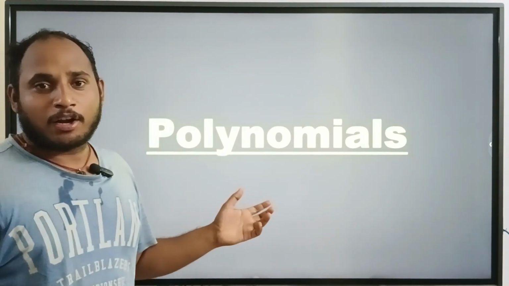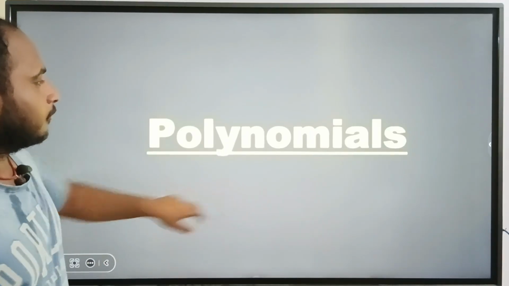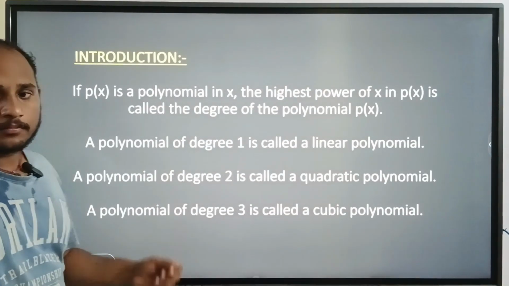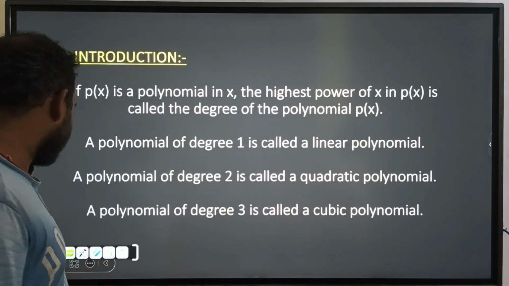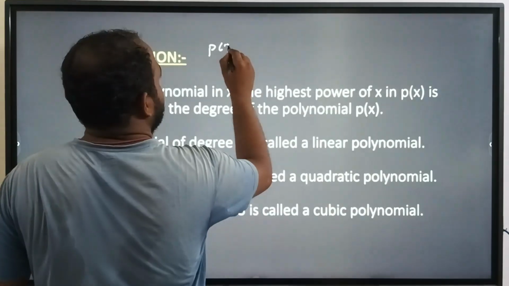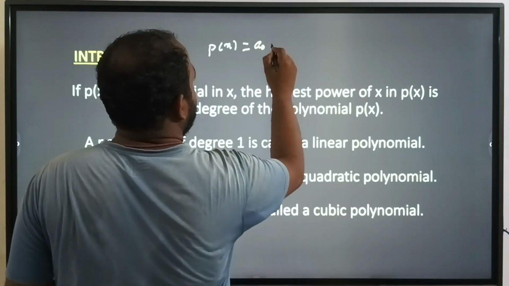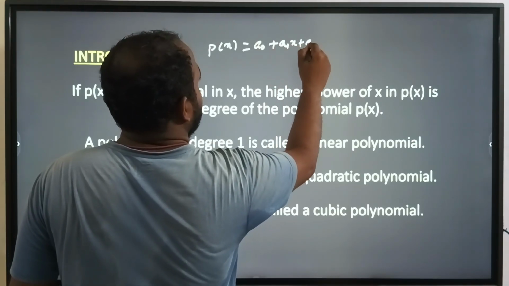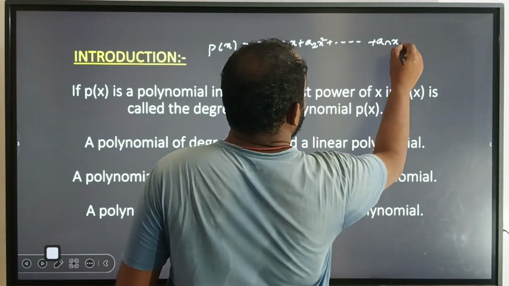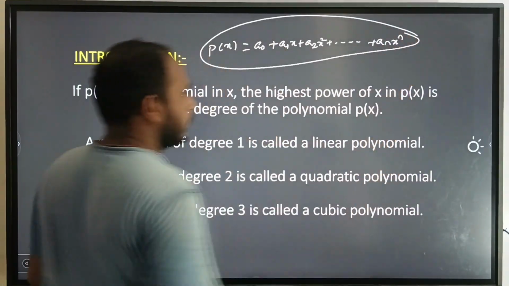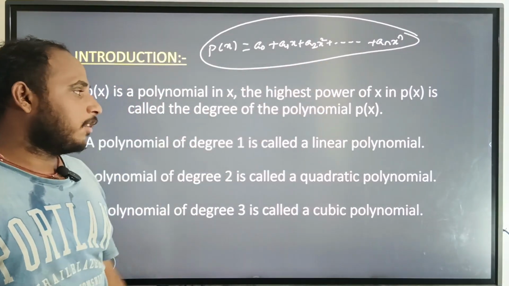Today we discuss polynomials in 10th class. Introduction. A polynomial is a function which is in the form of a0 plus a1x plus a2x square and so on up to an x power n. This is the general form of the polynomial. And here the highest power of the polynomial is called the degree of the polynomial.